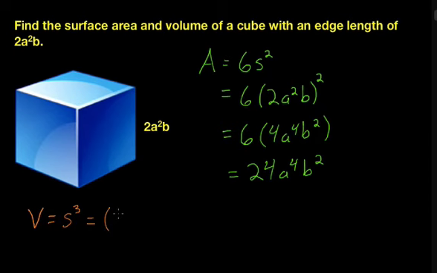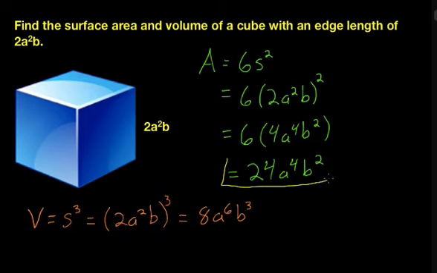We take our side length, 2a squared b, and we cube it. So again, we're just applying the power of a product property. We're going to distribute the 3 to the 2, a squared, and b. 2 cubed is going to be 8. A squared raised to the 3rd power is going to be a to the 6th. And then b cubed is just b cubed. And there we go. We found the surface area of the cube and the volume of the cube.